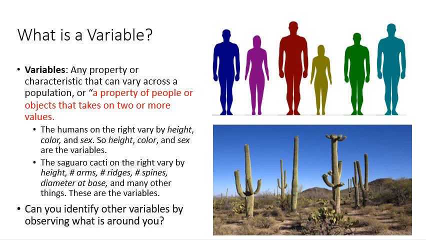The saguaro cacti here vary by a number of things. We could measure their height. We could count how many arms they have, how many ridges each one has, how many spines each one has, what is their diameter at the base, and many other things. So those are the variables that a researcher might consider. If you look around you, you can probably identify variables yourself.